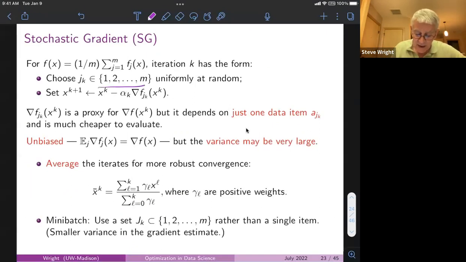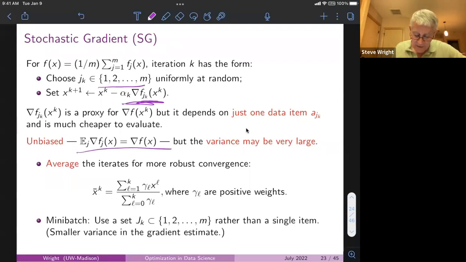In stochastic gradient, you just pick one term in this sum at random. At iteration k, we just pick a jk. We evaluate just that gradient in the sum. We don't evaluate all m of them, we just evaluate a single gradient. And that gives us a direction, and then we take a step in that direction, okay? That's all stochastic gradient is.